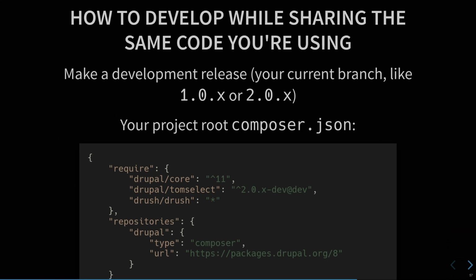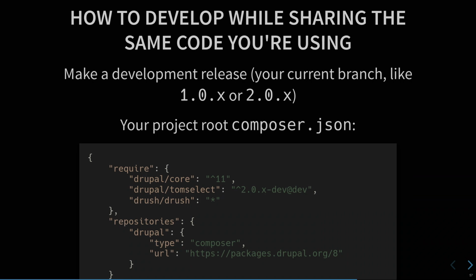So how do you develop while sharing the same code? Like, use the code while developing it. And this has gotten so much easier. I used to warn people that three pages of gibberish would be worth it. Now it's just one page of almost intelligible JSON. You make a development release. So you should be starting as 1.0.x or 2.0.x. Generally, if you're brand new, it's 1.0.x. You're done. You may inherit a module that's still like 8.x-1.x or 2.x. Don't worry about that. All of it works.